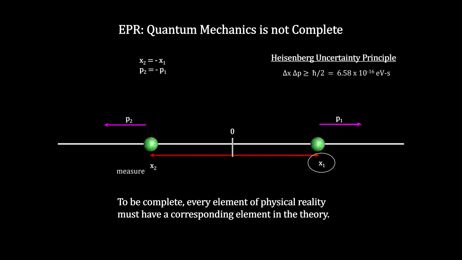Niels Bohr responded with support for quantum mechanics. In his view, reality follows the wave nature of matter without any need for hidden variables. At the time, there was no way to prove whether hidden variables did or did not exist. In fact, how can you even go about proving that a hidden variable doesn't exist?